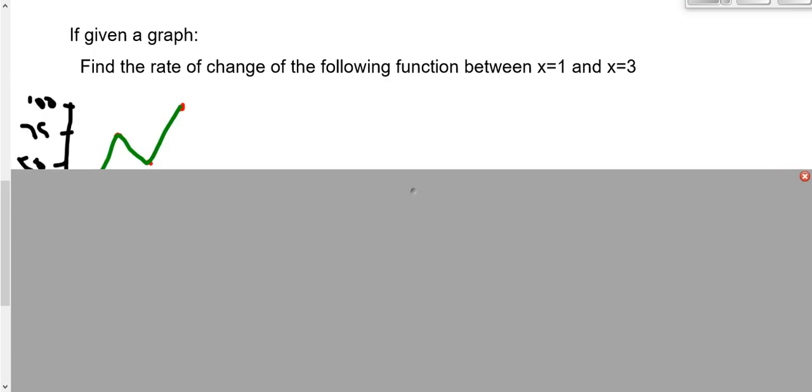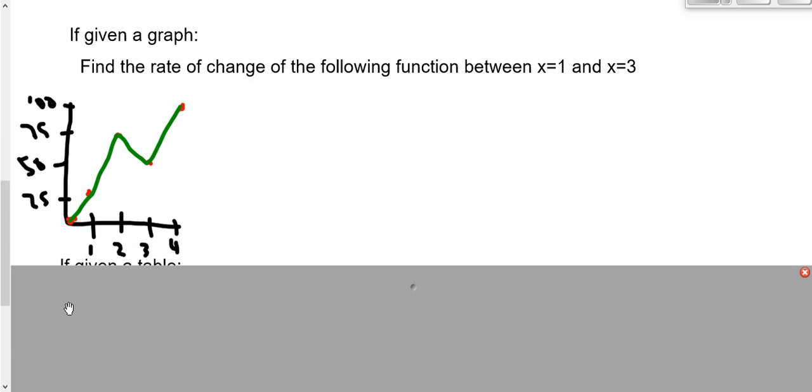In this next example, we are given a very poorly drawn graph. Sorry about that. And we want to find the rate of change of this function between 1 and 3. So that's our first clue there, x equals 1 and x equals 3. Remember, the very first thing that I want to do is write an interval. So we're going from 1 to 3. Oops, that shouldn't be parentheses. Sorry about that. There we go. All right, so we have our interval.